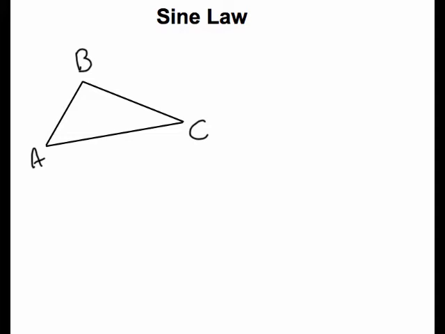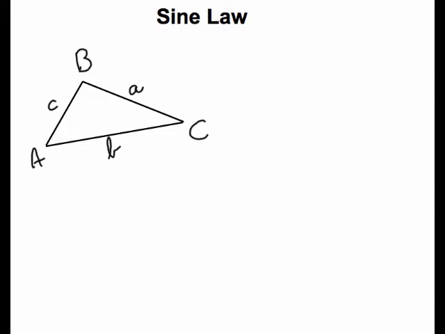So opposite angle A would be side a. Opposite angle B, across from it, side b. And side c across from angle C. Now what I'm going to look for here are some relationships between the angles and the sides, and I'm going to do that by using my knowledge of right triangles.